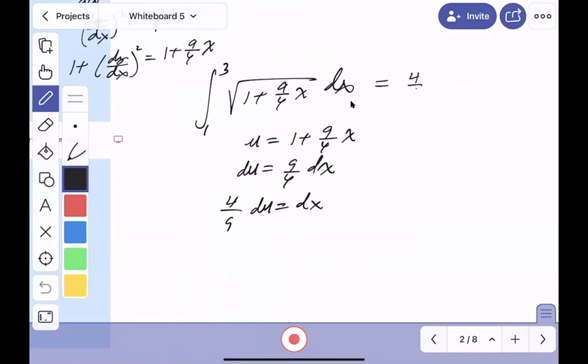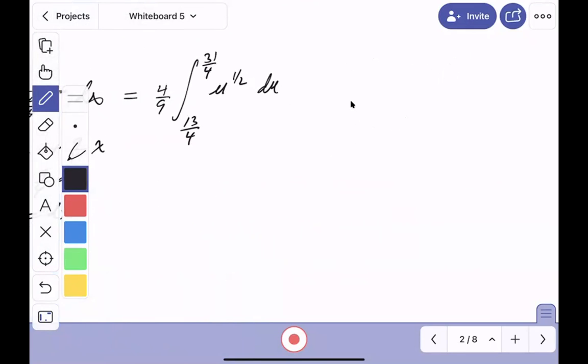So 4/9, I'm going to the land of u's, du, u to the 1/2. Let's see, if I put a 1 there, what would I get? I'd get 13/4. And if I chose 3, what would I get? 27/4 plus 1, 31/4. Again, if the arithmetic gets too difficult, I'm not going to do it, but I think I can handle it. So it's going to be 4/9.